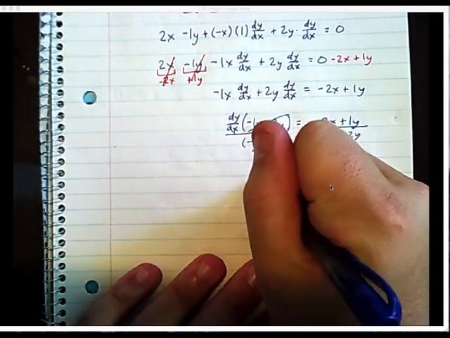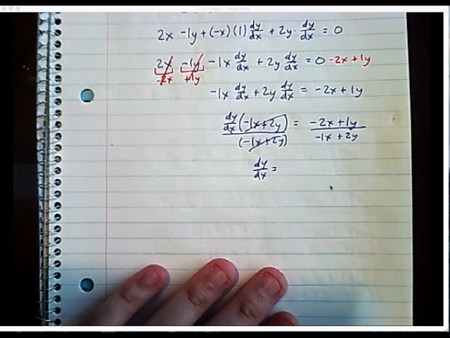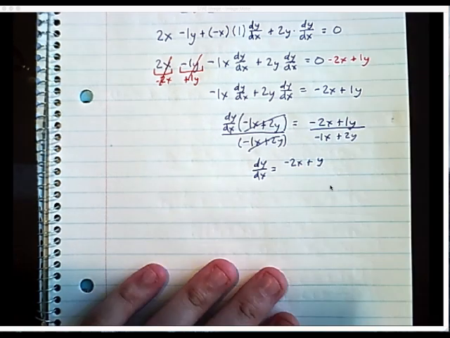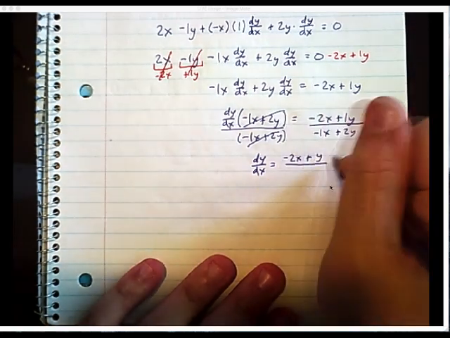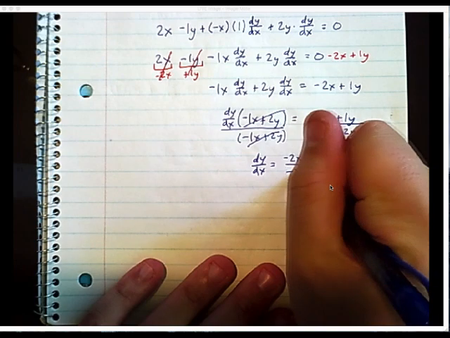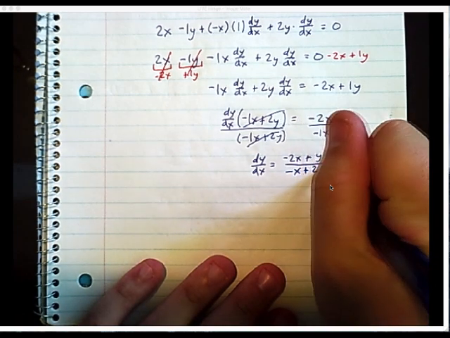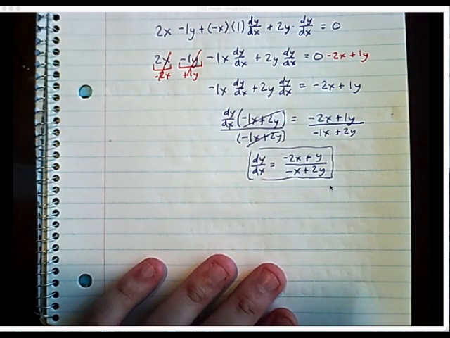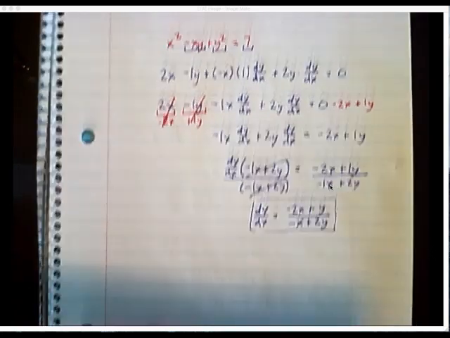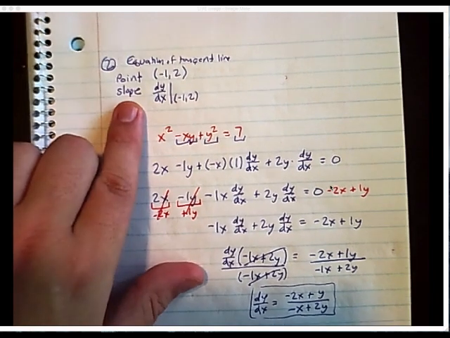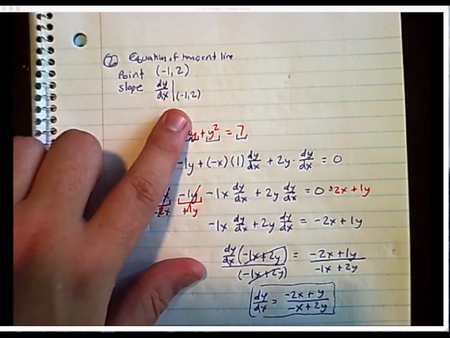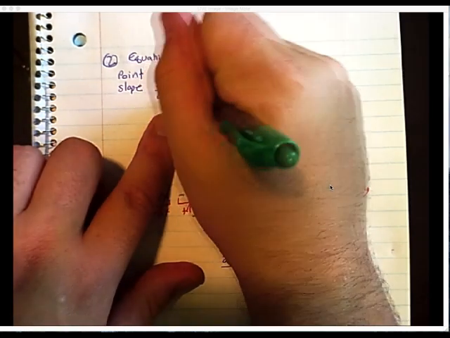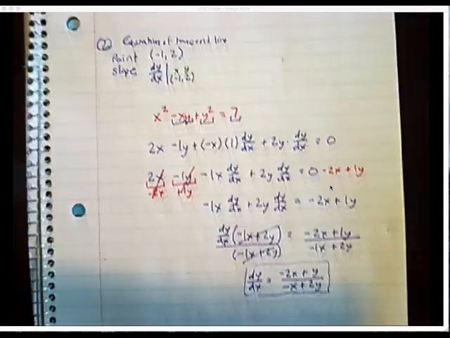So the derivative relation is negative 2x plus 1y. I can just write plus y. Over negative 1x, I can just write that as negative x plus 2y. So this is the derivative. That's the derivative relation. But I only care about the slope, the derivative at a single point. And that point has an x value of negative 1 and a y value of 2.